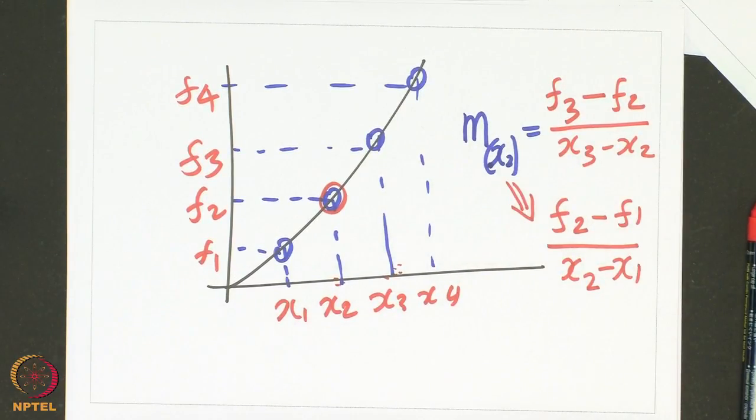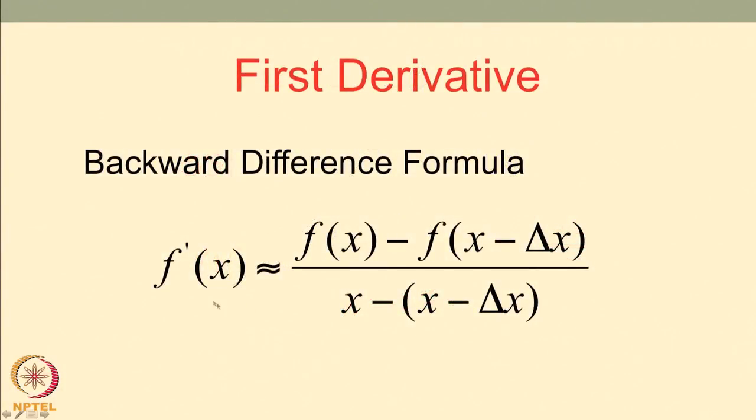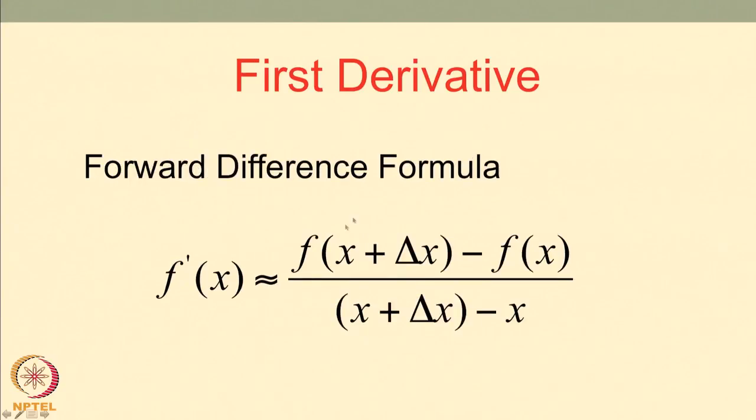So the other formula is called the backward difference formula, which is f of x minus f of x minus delta x divided by delta x. So this is also a formula we could use. If you want to calculate the derivative at x, either you could take f of x and subtract f of x minus delta x, the previous point, and find the difference, or you could take the next point, f of x plus delta x, and subtract f of x and calculate this difference. So this is another way.